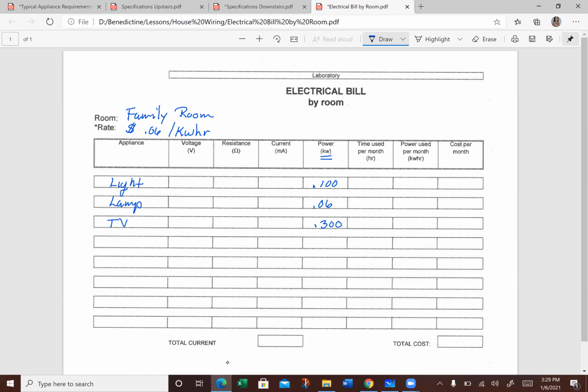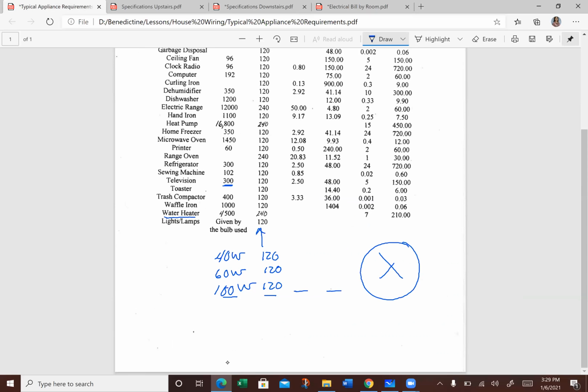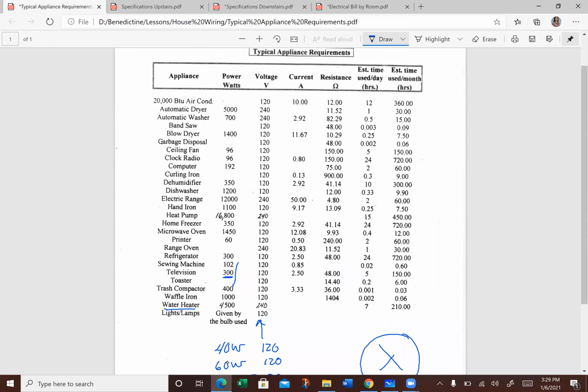300 watts will be 0.3 kilowatts. So if I go back to my list, okay, I've got the TV, the light, the lamp, I need a stereo, and the ceiling fan. So go back to my appliances, and up here is a ceiling fan, right here. And it's using 96. So I'm going to write that number down on my list.